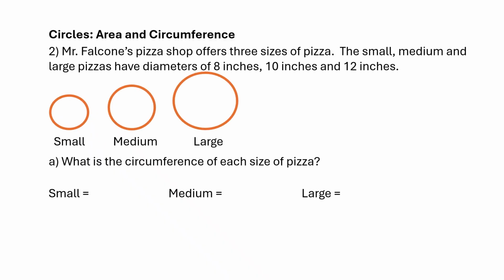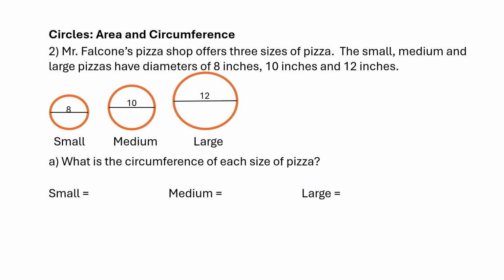Read the problem. Understand what you're being asked to find, which formula should you use, and do you have enough information to solve this? As you know, I'm very visual, so I'm going to put the diameters on all of my pizza rings. 8, 10, and 12. What is the circumference of each size of pizza?